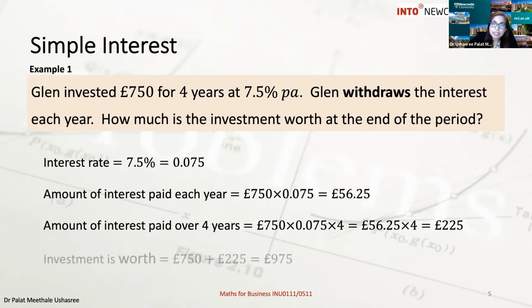That is the amount of interest you pay after 4 years. So what will be the investment at the end of the 4 years? It's going to be 750 plus this interest amount, 225, which is 975. So this investment after 4 years is worth £975. Do you get it? Yeah, good.